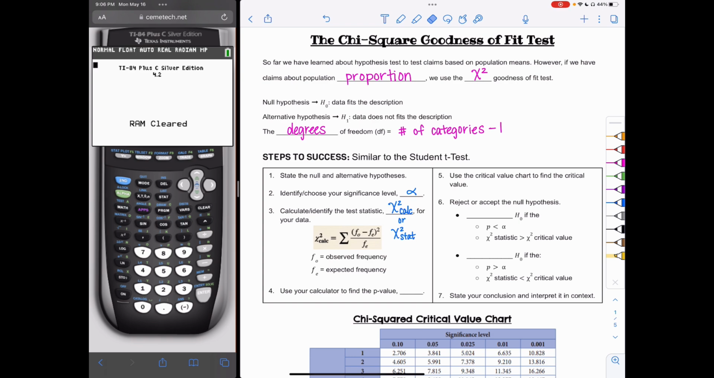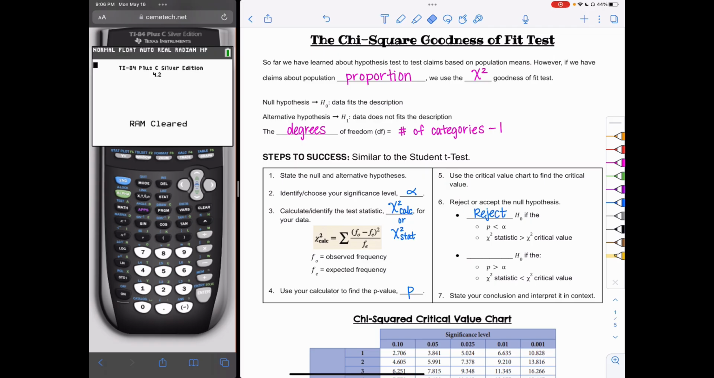Once we calculate our test statistic, we are then going to use the calculator to find the p-value, which is denoted as p. And then we are going to use the critical value chart to find the critical value. And I'm going to show you how to use that below in 1 second. And then we need to finally accept or reject the null hypothesis.